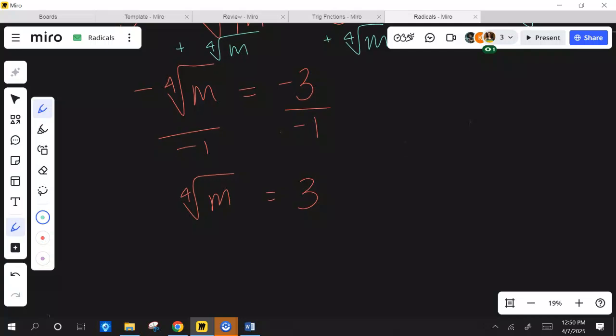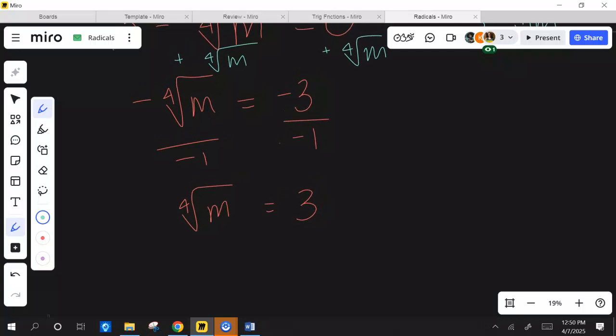All right, so look. I'm going to get rid of this radical. How do I get rid of a 4th root? You put it to the 4th power. If I do it to one side, I have to also do it to the other side. So I am going to cancel them out, and I get m equals 81.